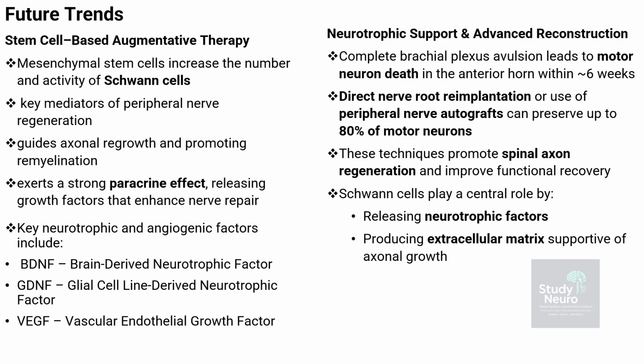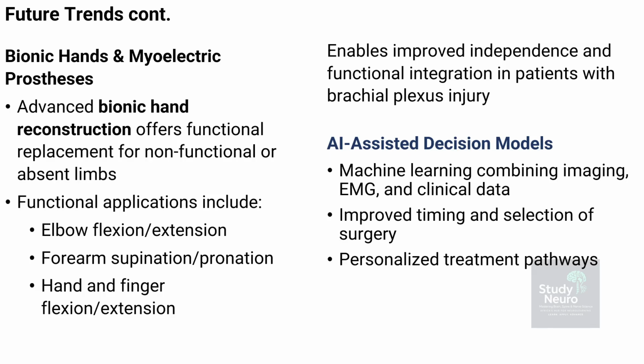For patients with irreversible nerve damage, modern bionic and myoelectric prostheses now offer functional restoration of upper limb movements, improving independence. At the same time, AI-assisted decision models are helping clinicians personalize treatment and optimize surgical timing.